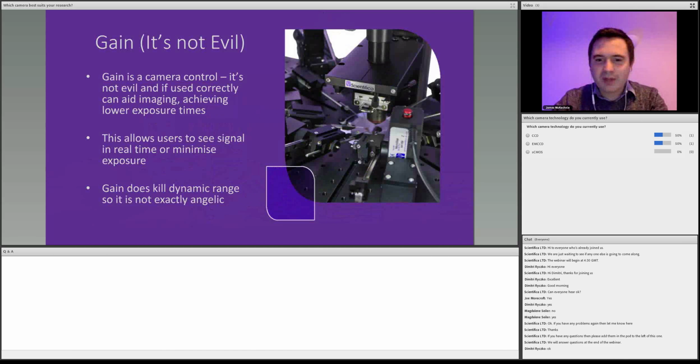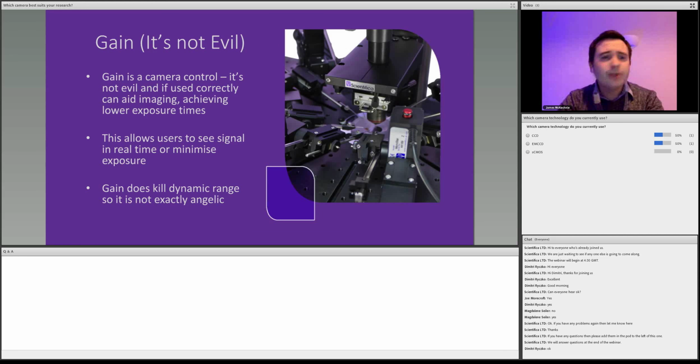But we'll move on in the meantime to gain. So gain is camera control that we're all used to from analog cameras. You kind of have a dial, you can turn up gain and get a brighter image. On a digital camera, it's not quite the same. It's at the point where what gain is doing needs to be understood, and then you can use it well.